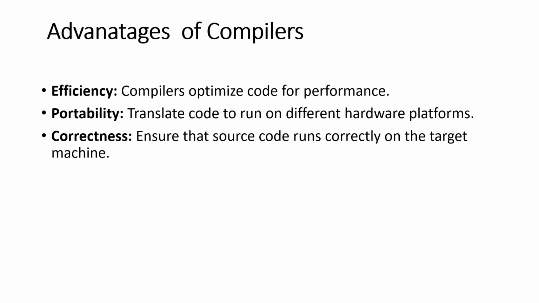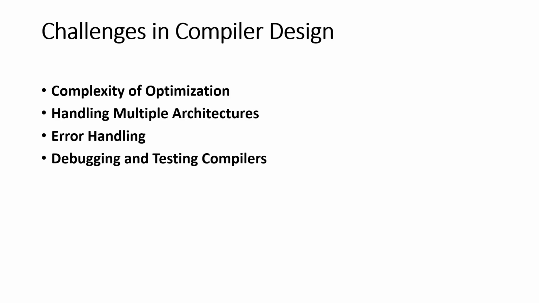Now, what are the advantages of using the compiler? First is efficiency, because it optimizes the code for better performance. Portability means once any program is compiled, then we can run it on any other machine. That's why it defines portability. Correctness means once the program is compiled, it ensures that the source code runs correctly on the target machine, any target machine.